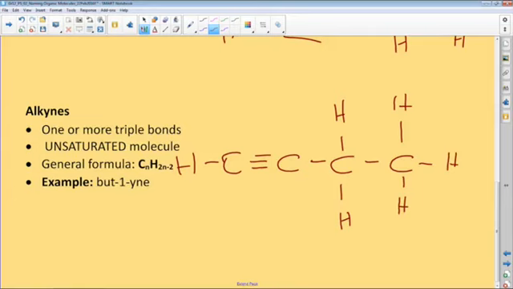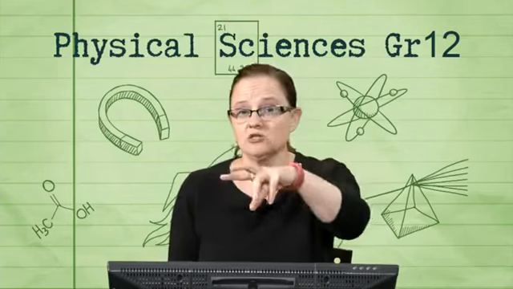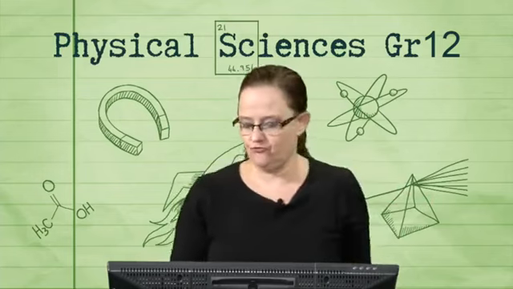It is an unsaturated hydrocarbon because it's got a triple bond between the carbons. General formula, CnH2n-2, which means to work out how many hydrogens I have, I take the number of carbons, multiply by 2, and then subtract 2 from that.